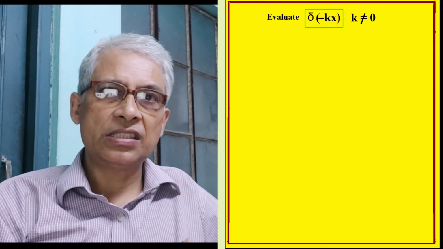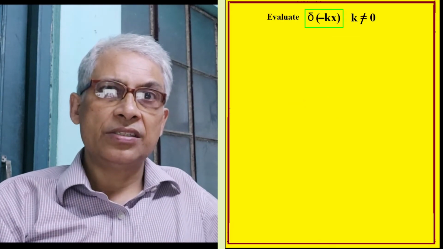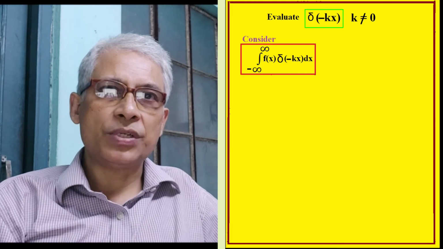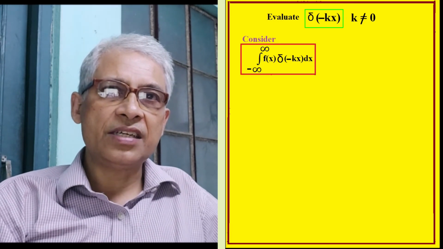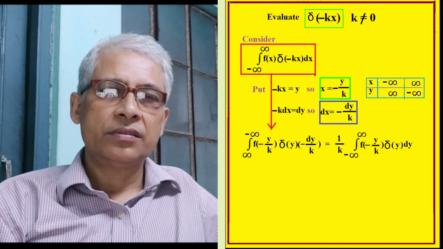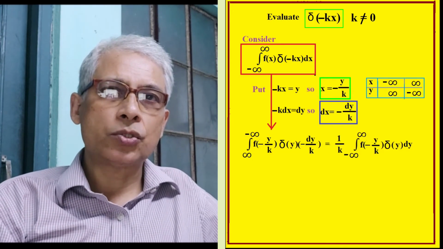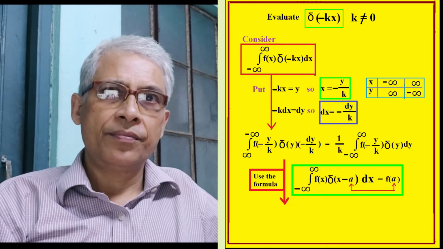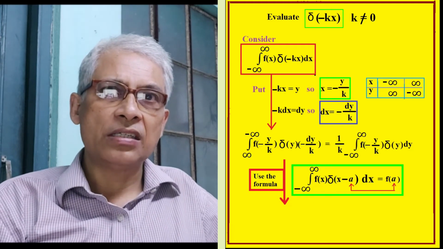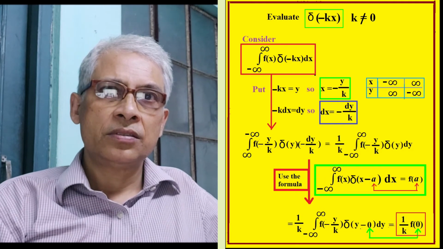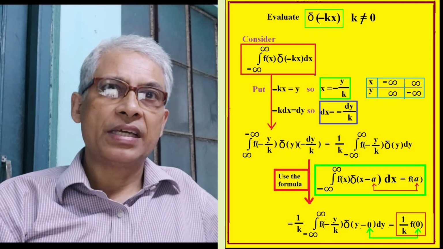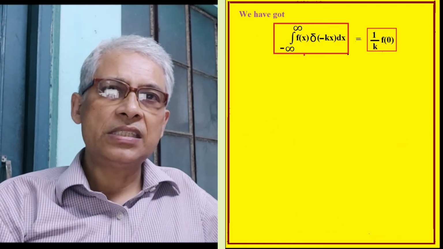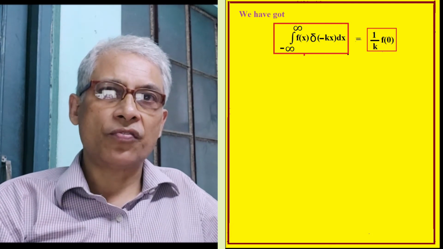Let us move on, since we now wish to evaluate the Dirac delta of minus kx with k non-zero. Proceeding as we did previously, let us consider the integral within the red box and change the variable from x to y by substituting minus kx for y, and then use the same formula shown in the green box to get f of 0 by k as depicted in the red box down under. This slide shows what we have got so far.